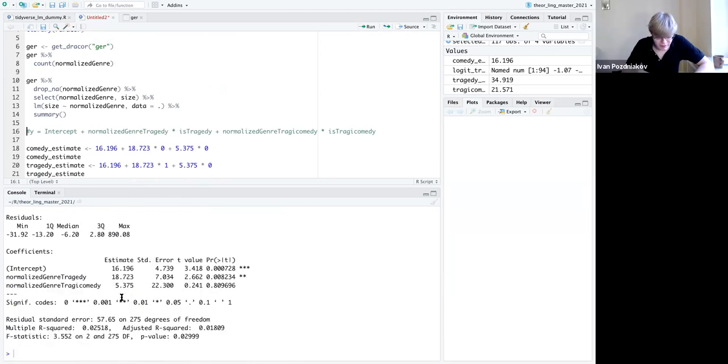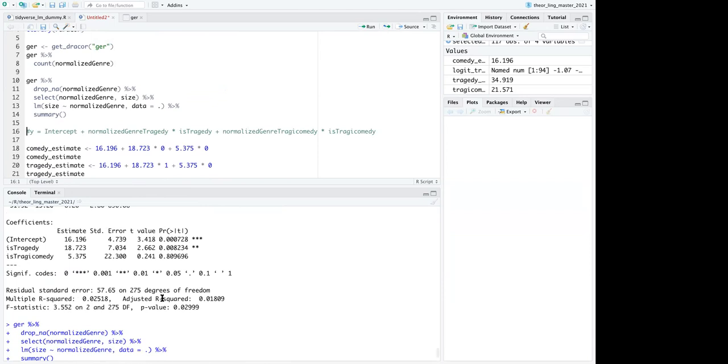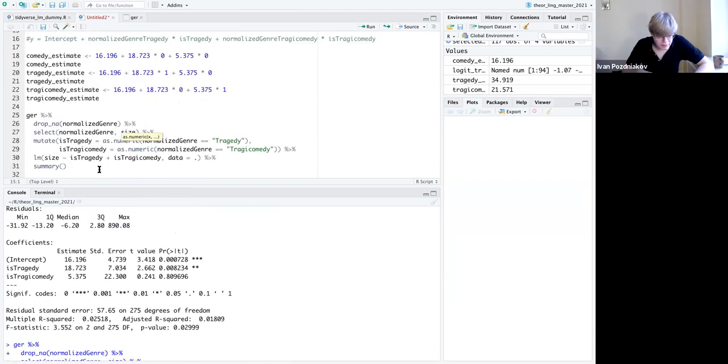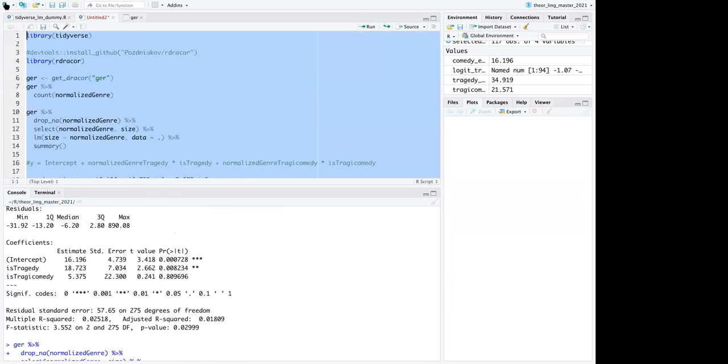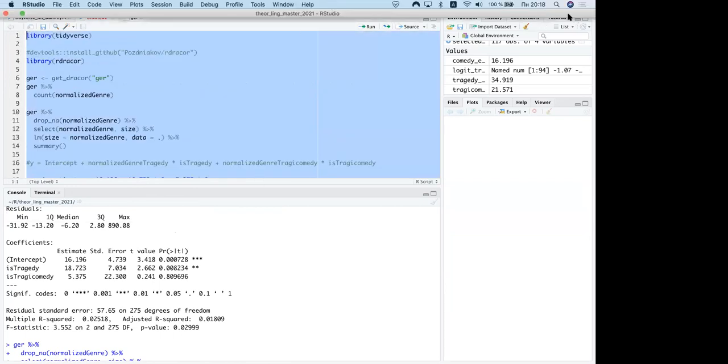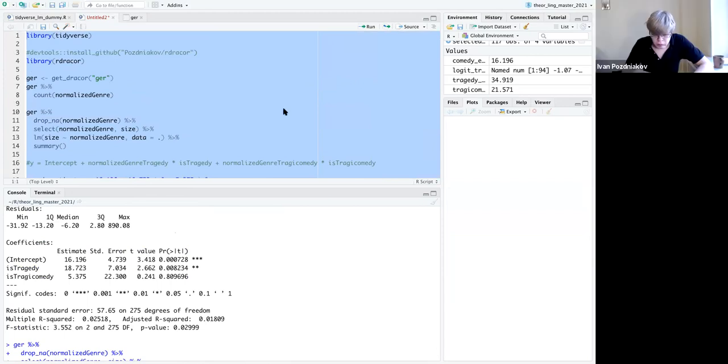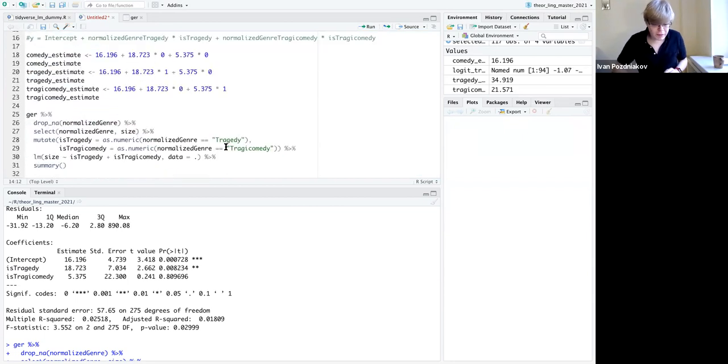Could you send the code in the chat? Okay, of course. Okay, so please try to do the same. Try to do linear regression.